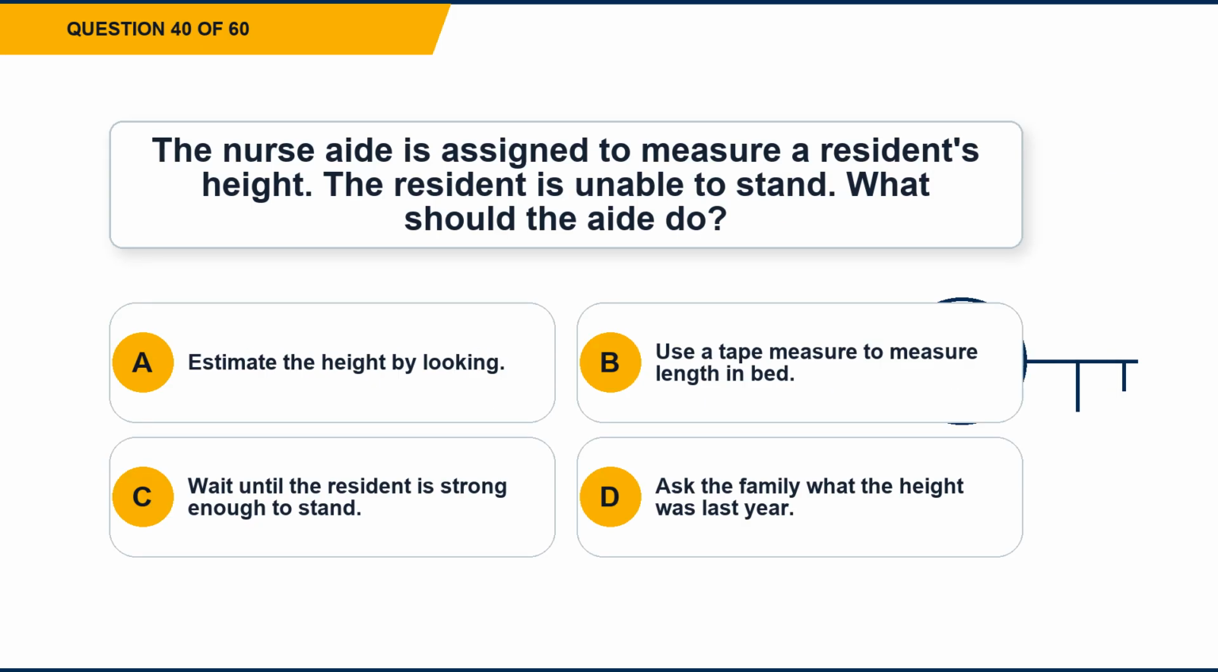Question 40. The nurse aide is assigned to measure a resident's height. The resident is unable to stand. What should the aide do? Option A, estimate the height by looking.